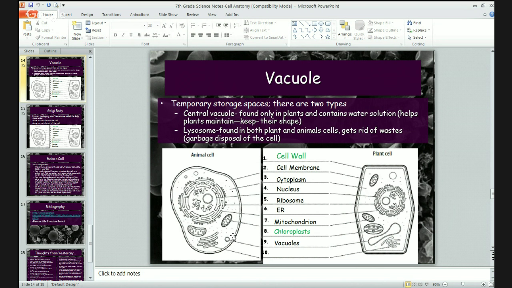What a lysosome does, that's the garbage disposal. It's going to get rid of all of the wastes in the cell. So make sure you've got both of these written down in the vacuole section, and understand that the central vacuole is only found in plant cells, but the lysosome is found in both. And we're almost done. Here's your last one.